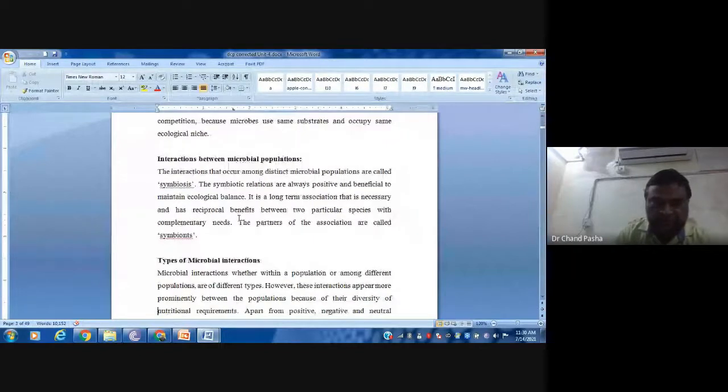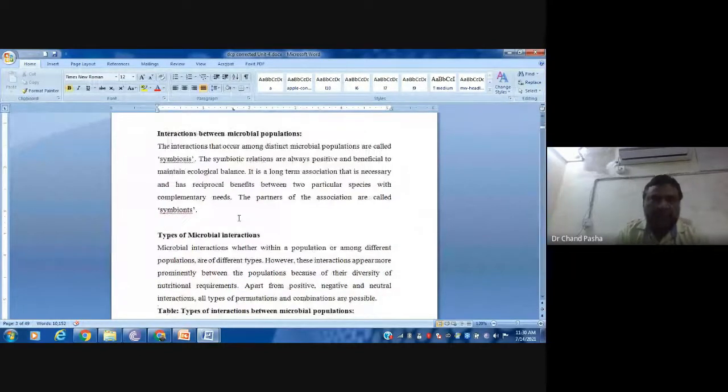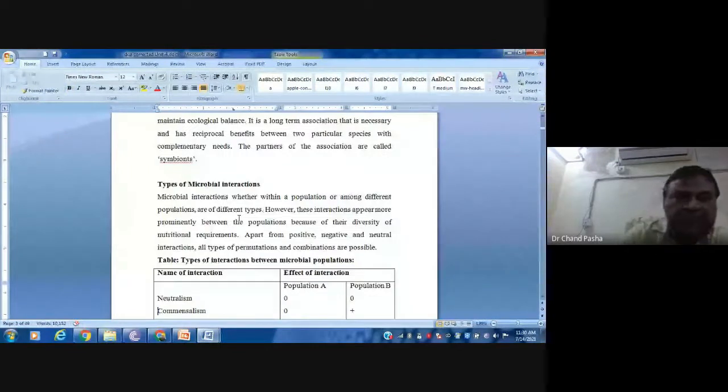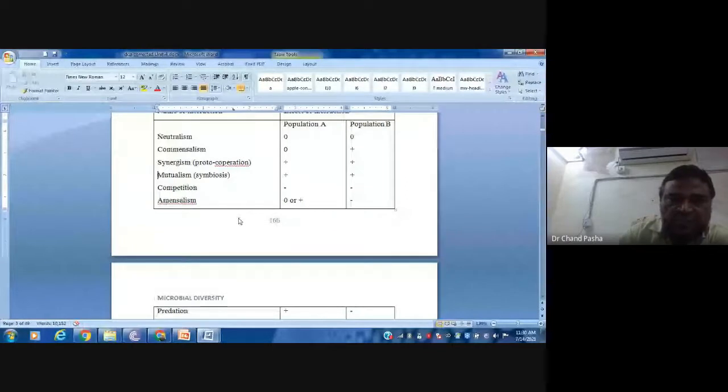Okay. Now, interaction between different microbial populations. We have different types of associations. It could be neutralism, where both populations are neither benefited nor harmed. Commensalism: here one population is benefited whereas the other population is neither benefited nor harmed. Can you give an example of commensalism?